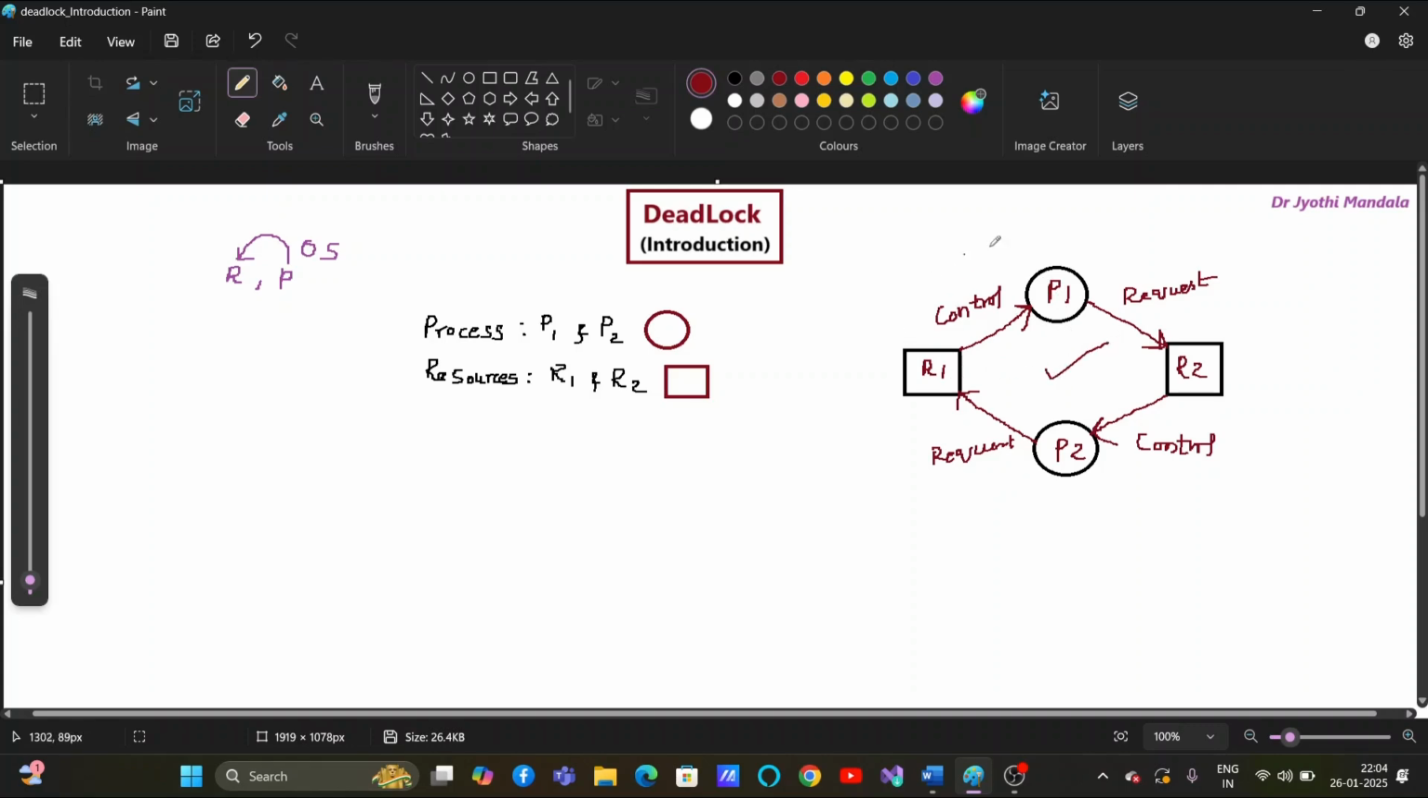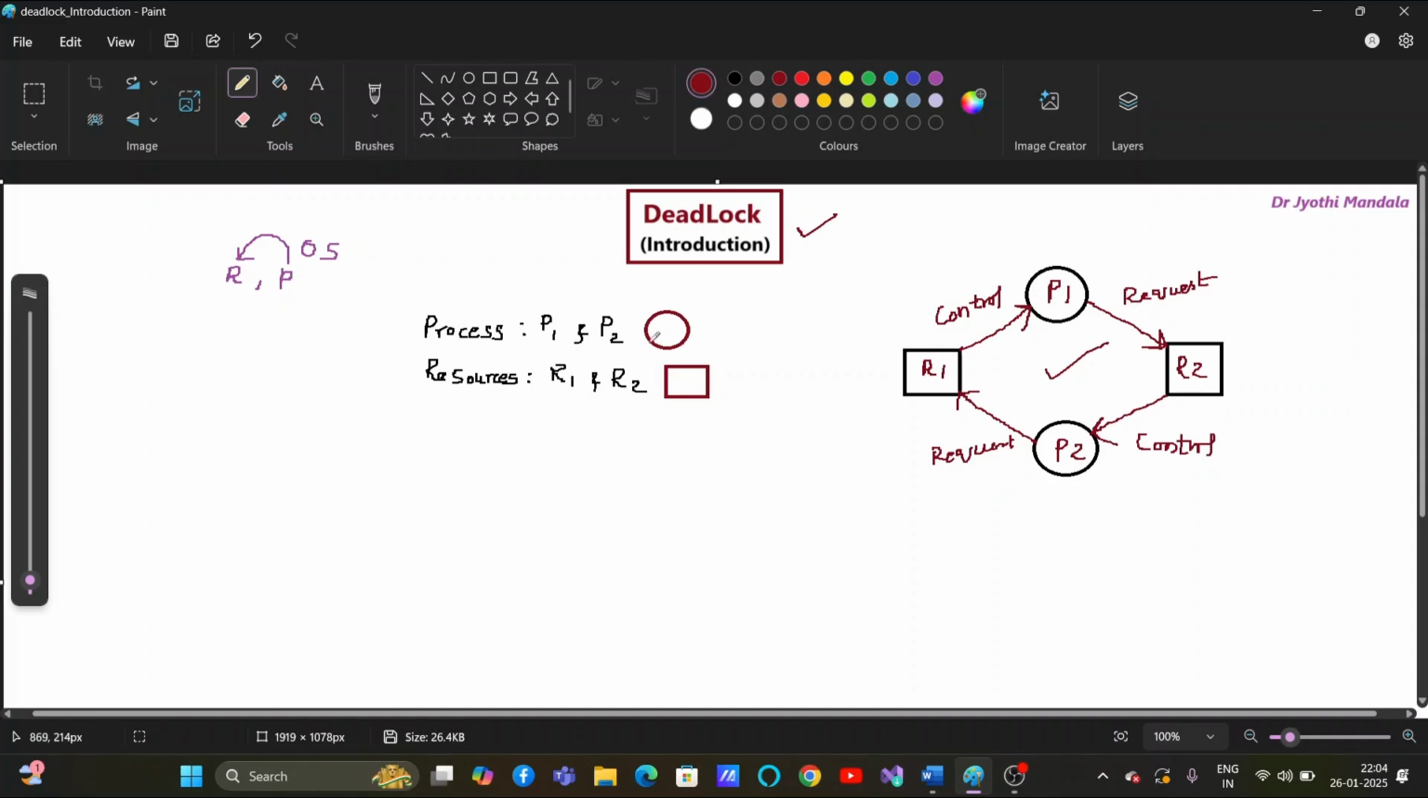Such a scenario, if you are having such a scenario, then this situation is called a deadlock situation. I hope you all are clear. A deadlock situation is a scenario where one process is holding a resource and requesting another resource which is held by another process, and that process is holding the resource that is already in the control of the previous process. Such a situation is called a deadlock.